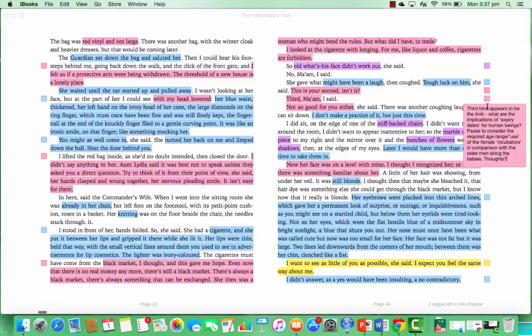Third time appears to be the limit. So what are the implications of this expiry date for human beings, for childbearing women? Pause to consider the required age range and use of the female incubators in comparison with the older men siring the babies. What are your thoughts?